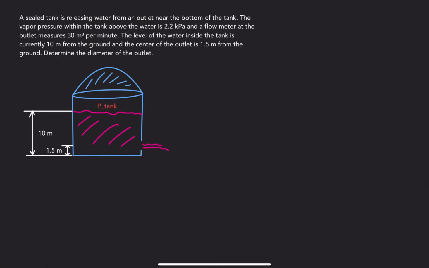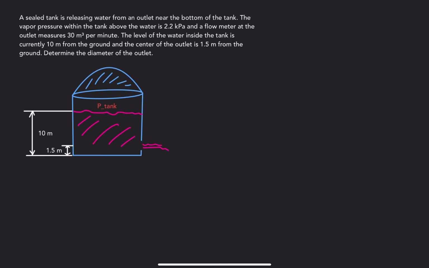A sealed tank is releasing water from an outlet near the bottom of the tank. The vapor pressure within the tank above the water is 2.2 kPa, and a flow meter at the outlet measures 30 cubic meters per minute. The level of the water inside the tank is currently 10 meters from the ground, and the center of the outlet is 1.5 meters from the ground. Determine the diameter of the outlet.